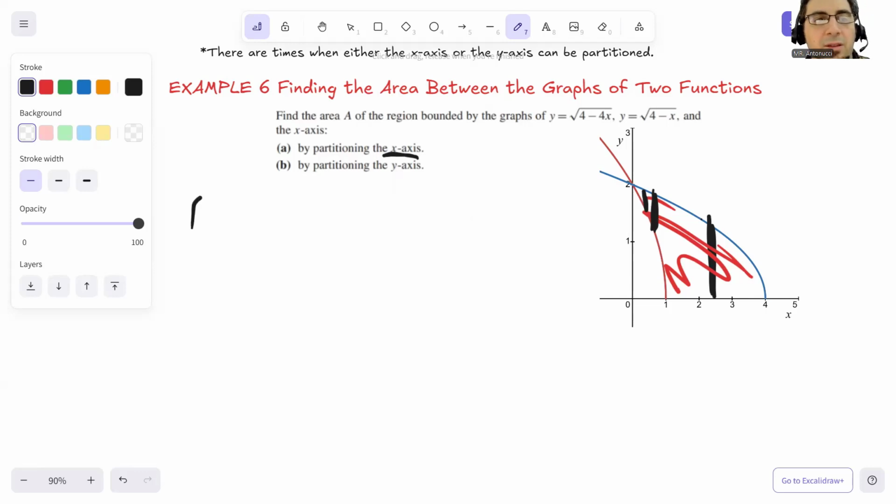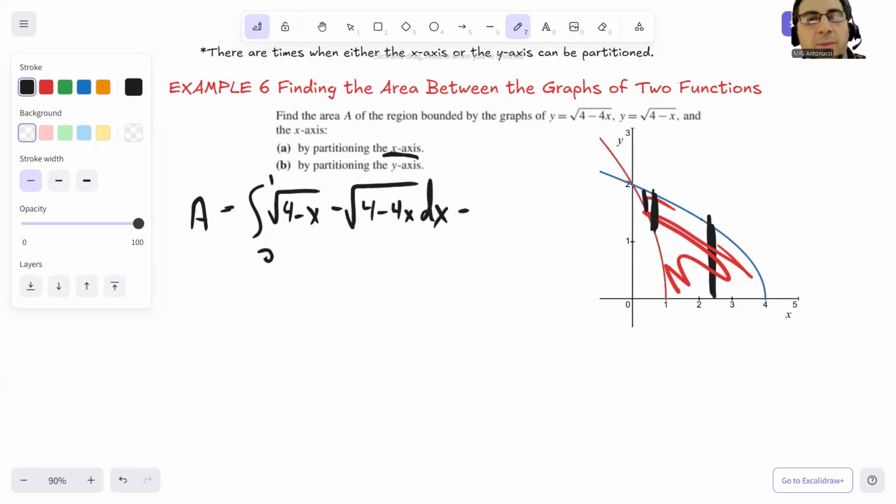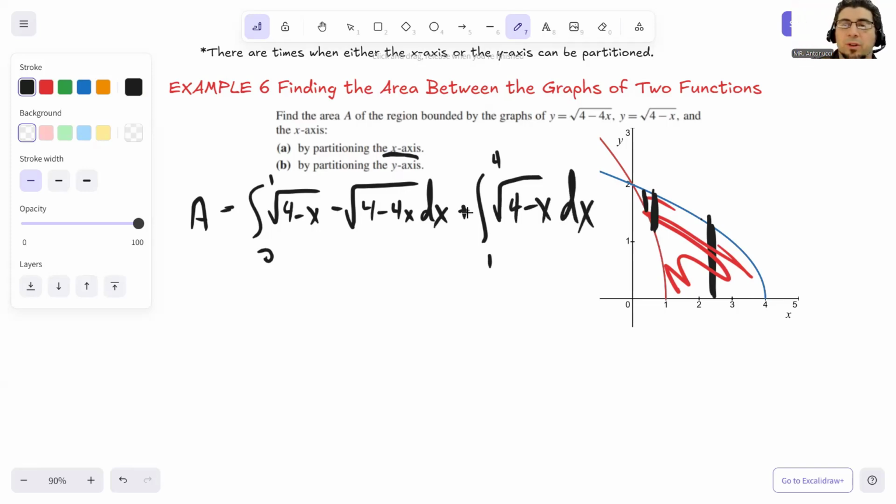Okay, so the area is going to be the integral from 0 to 1 of square root of 4 minus x minus square root of 4 minus 4x dx, plus the integral from 1 to 4 of, well, not the reverse of that, rather, it's just going to be square root of 4 minus x dx. Because from 1 to 4, the top boundary is the graph, and the bottom boundary is the x-axis, which is the line y equals 0, but you wouldn't write minus y equals 0.